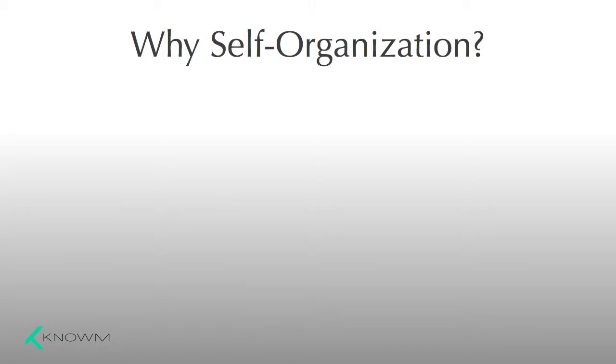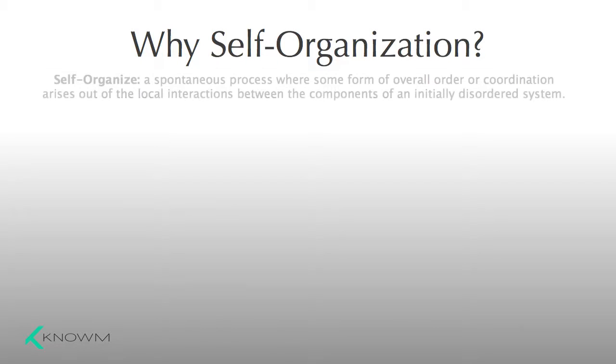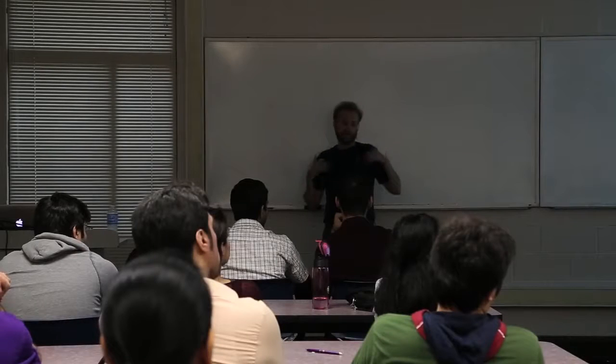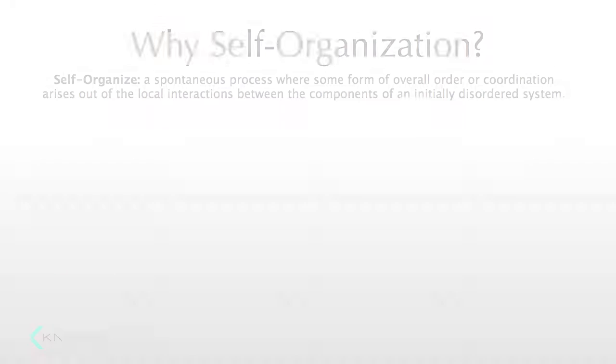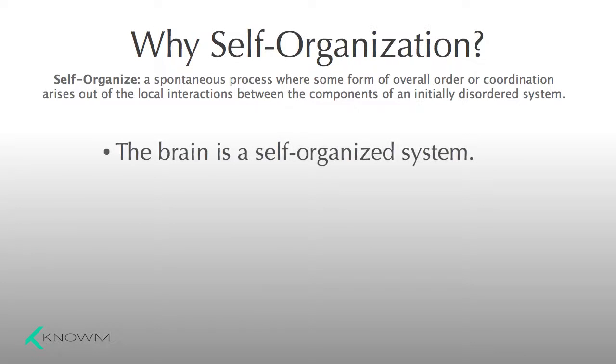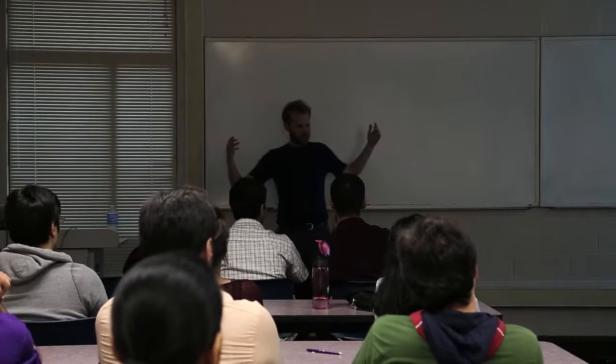You read up on Wikipedia, and this is what it tells you. A spontaneous process where some form of overall order or coordination arises out of the local interactions between the components of an initially disordered system. So first of all, that sounds a bit like learning to me. Okay, that's one observation. The second one is that the brain is a self-organized system. Nobody built your brain. Your brain built itself. Nobody built you. You built yourself. Okay? Every living thing on this planet and a whole bunch of examples of other things all built themselves.